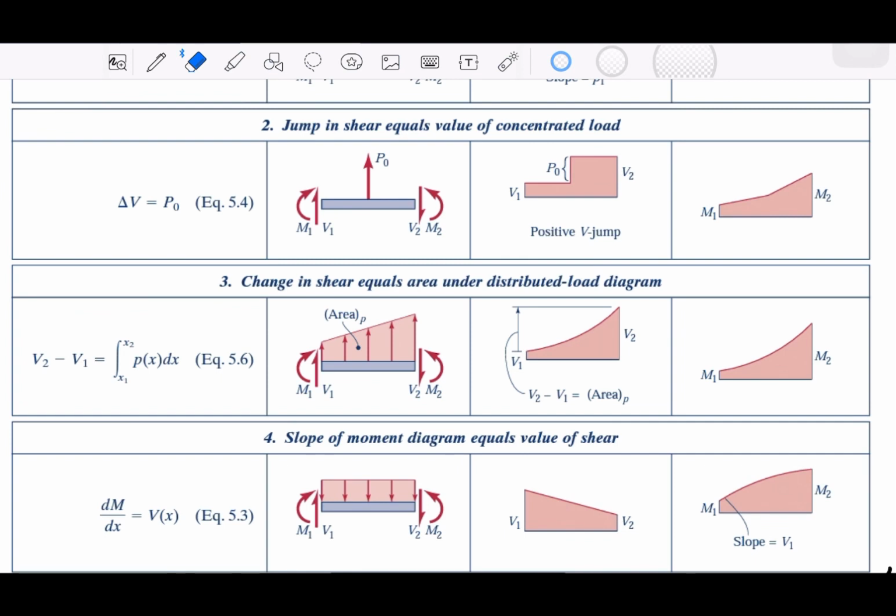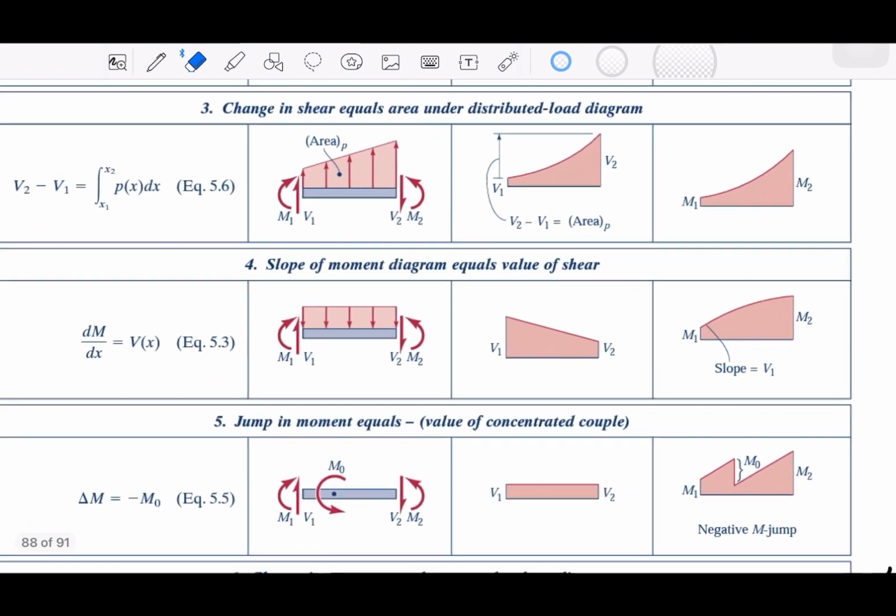This one here we can also see that the slope of the moment diagram equals the value of shear. This is still in the positive. We're still on the positive side. So we have our V1, V2, and then we have the slope, the slope that is V1, and then we have another jump in moment, equal to the value of a concentrated couple.